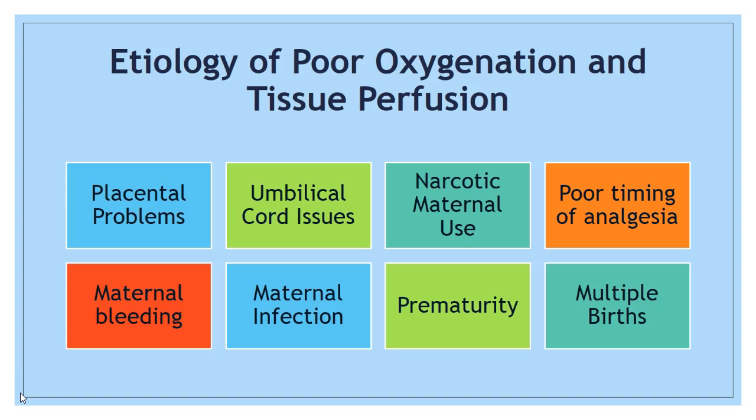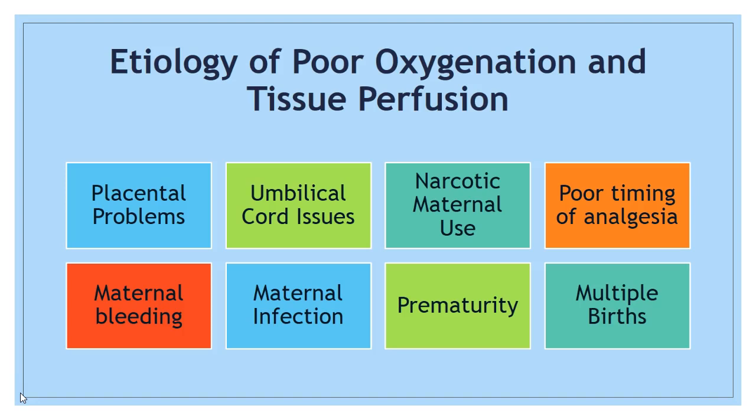If there are umbilical cord issues, so maybe there is just one artery and one vein. If there is narcotic use in the mom, if the nurse has created poor timing with her implementation of analgesia of the laboring patient. So we've given narcotics to the mom closer to the transition phase of the first stage, or either we've had a precipitous delivery after giving some narcotics to mom.